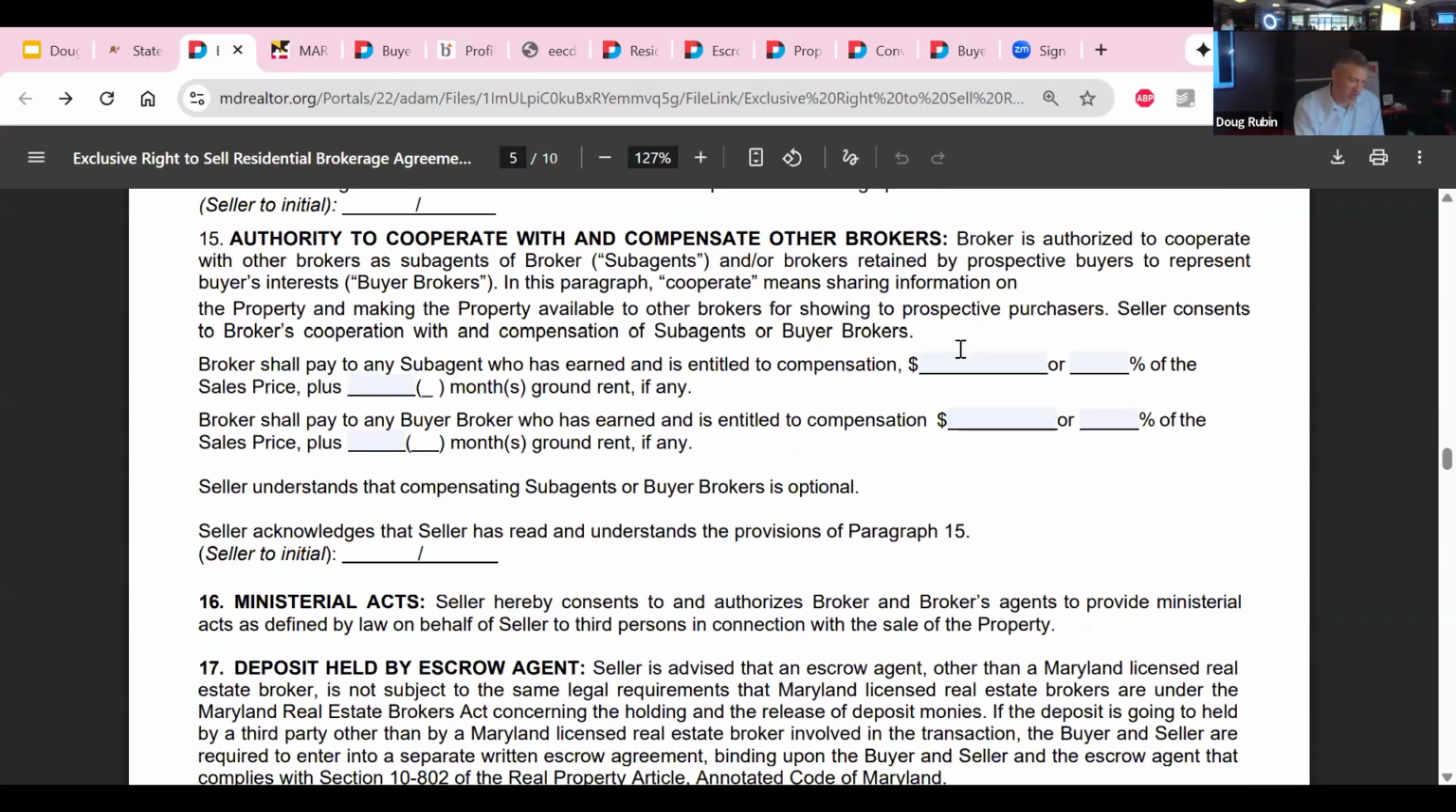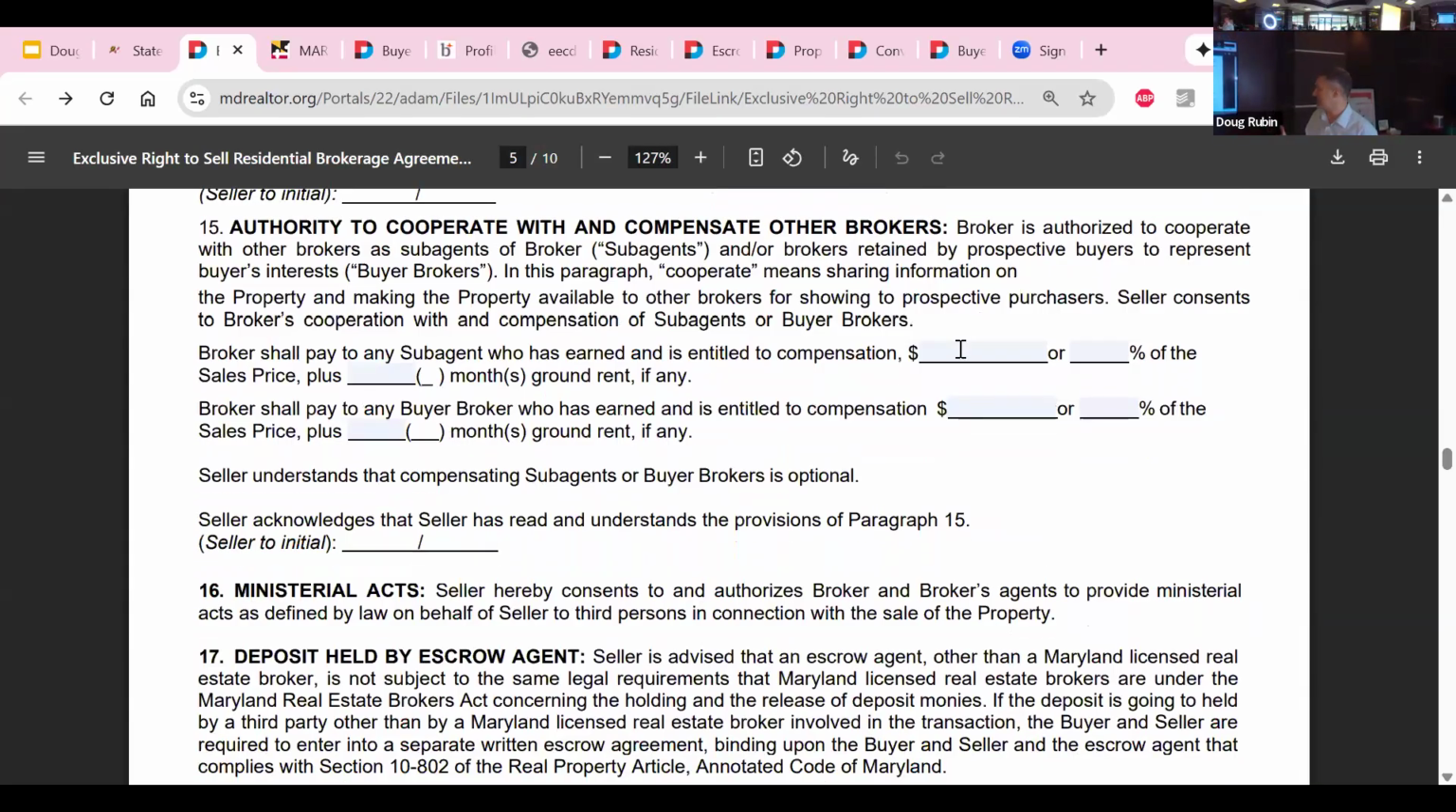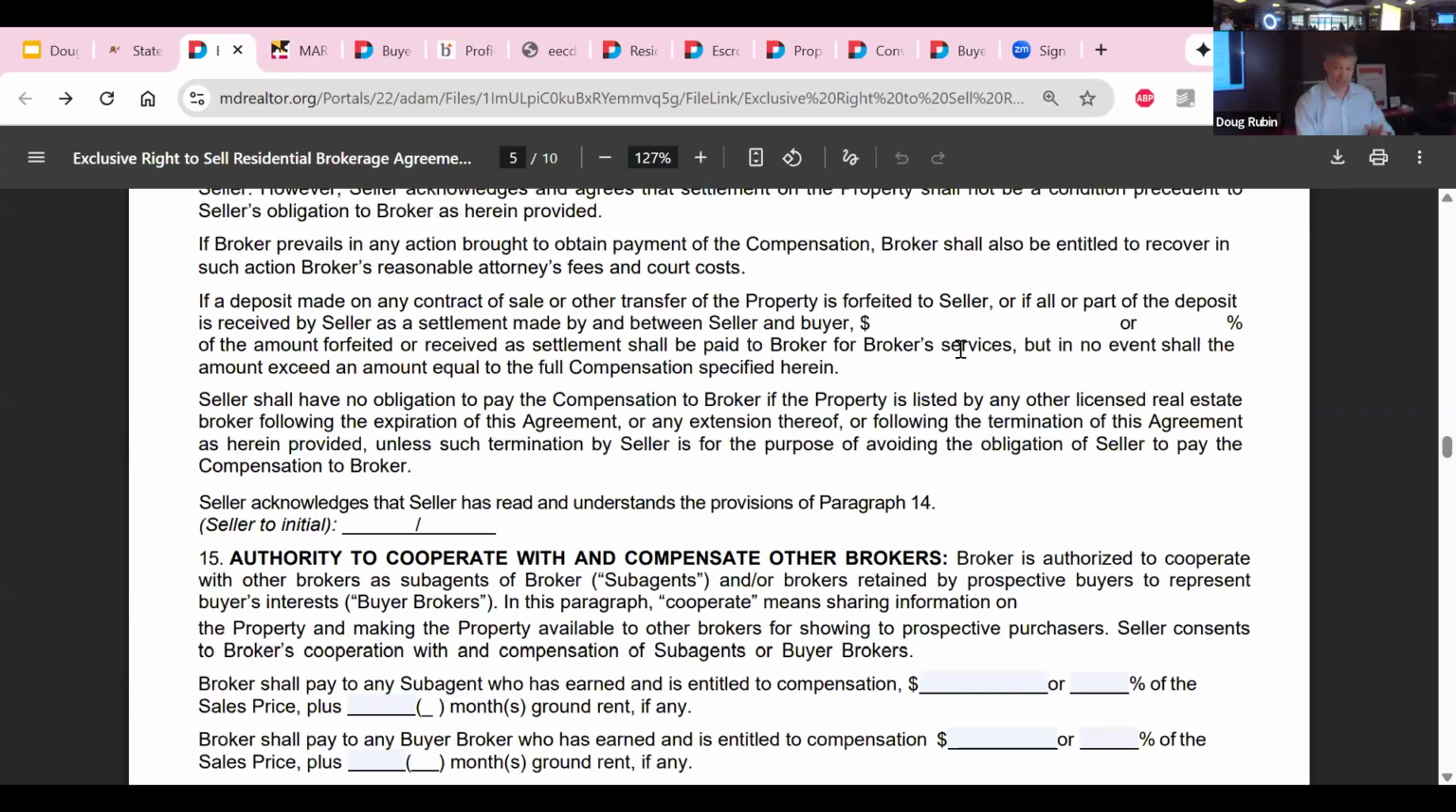Okay, so the next paragraph is about cooperative compensation with other areas. This is the paragraph where we say, hey, if there's another broker or another agent that works for another brokerage that brings a buyer to you, Mr. Seller, we agree to kind of split this commission in some way, or the seller is consenting and agreeing and basically mandating that we split this up in some way.